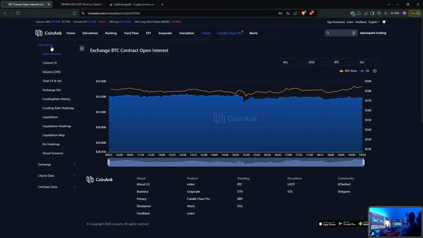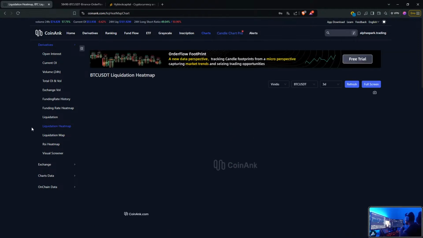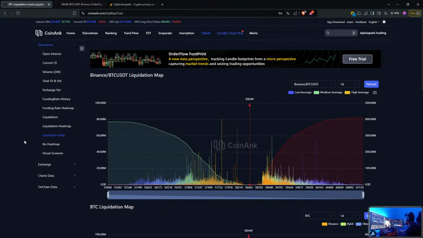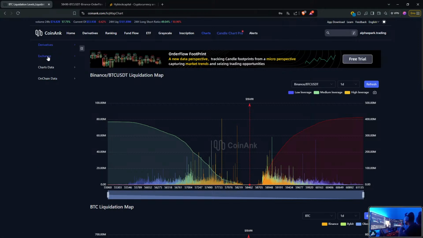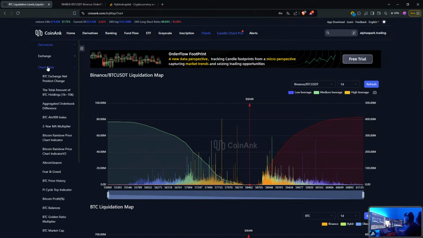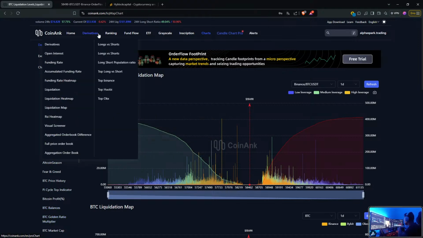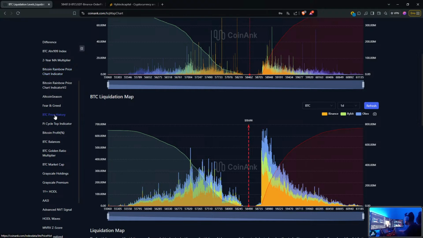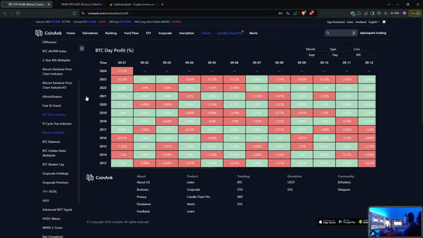But there are some interesting things like I showed you, specifically the liquidation heat maps and the liquidation maps. These are good for you to have very specific numbers to look at, and maybe decide trades based on this information. And again, just as a reminder, all of these are essentially things that you have on derivatives here. The only difference is that they are presented always in terms of charts or screeners like this.